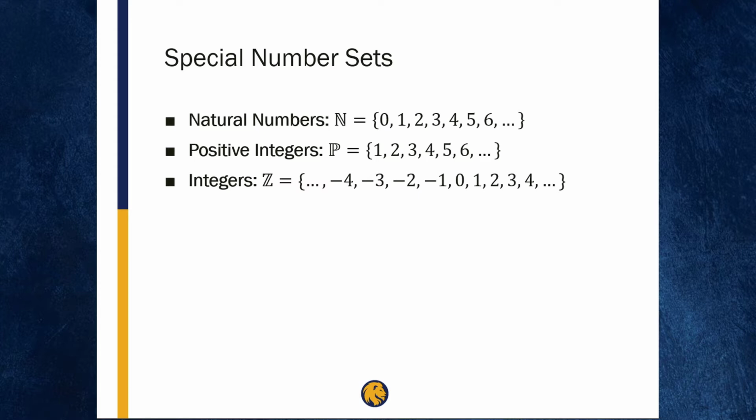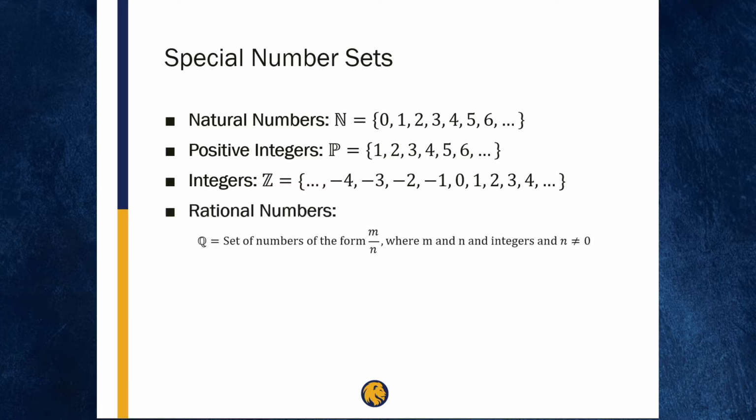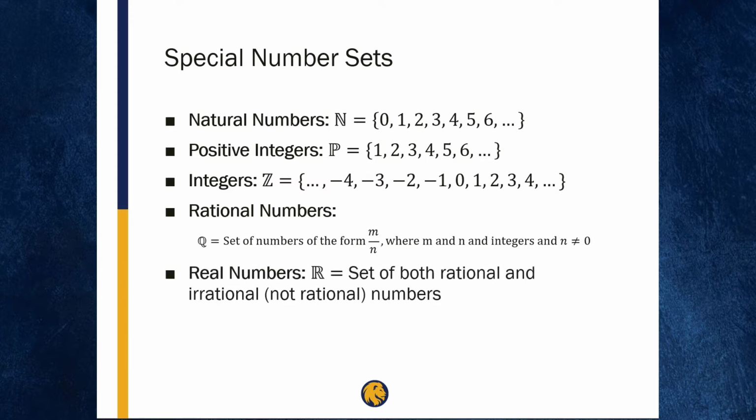The rational number set will be denoted by the letter Q, and it stands for the set of all numbers of the form m over n, where m and n are integers, and n is not equal to 0. The real number set will be denoted by double bar R, and that'll include the set of both rational and irrational numbers, which are numbers which are not rational. So collectively, irrational and rational numbers make up the real number set.